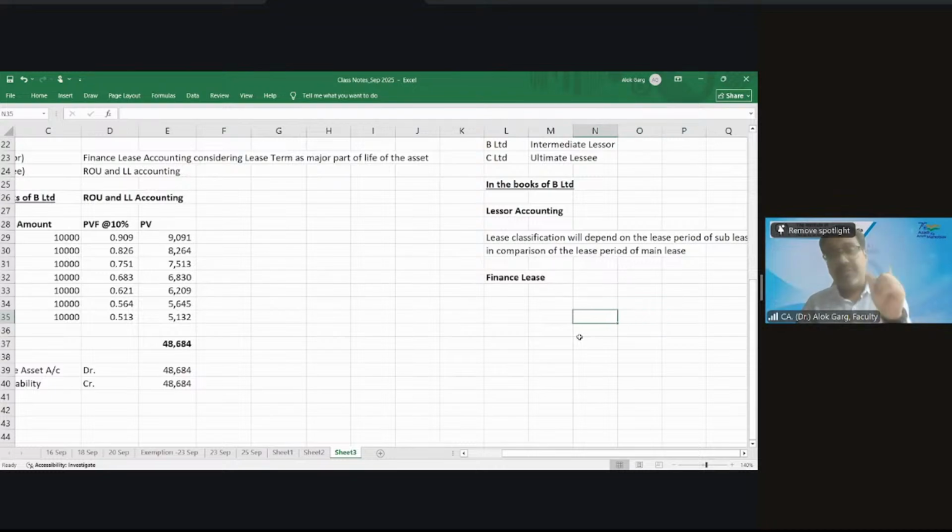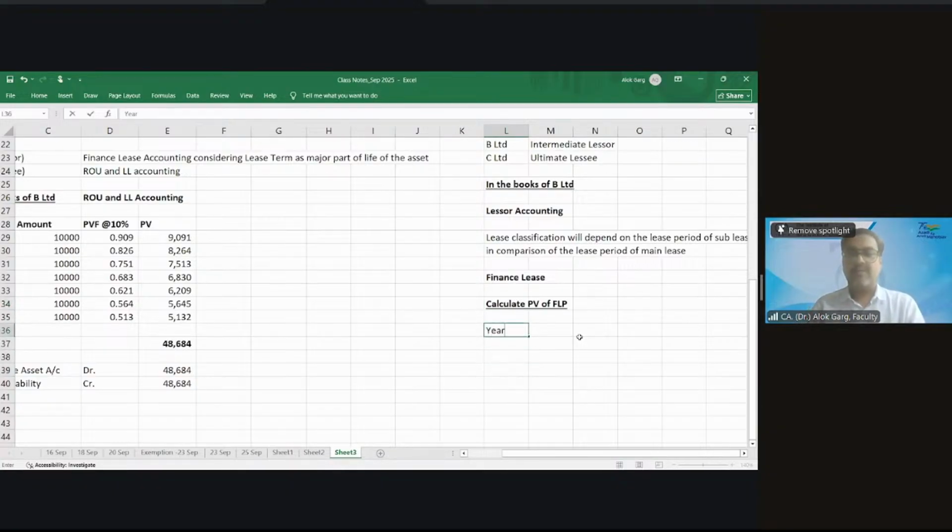So you need to de-recognize the existing asset and you need to recognize what? You need to recognize the finance lease receivable on the basis of the present value of the future lease payments. Correct? Okay. So my dear friends, first of all, let me calculate the present value of future lease payments.